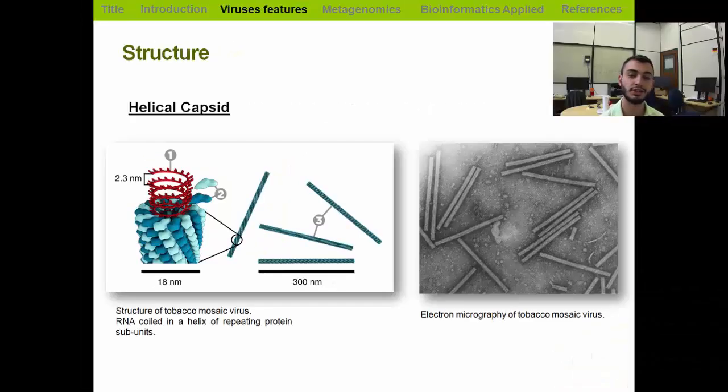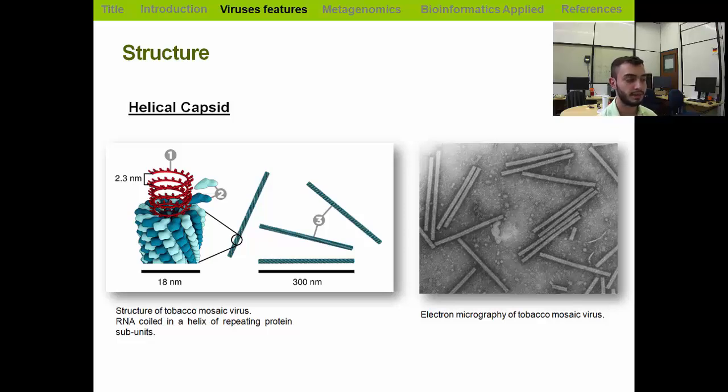And here I start to show you the structures that viruses can have. They are classified according to their capsid symmetry. So they can be helical, they can be icosahedral, or they can be complex.